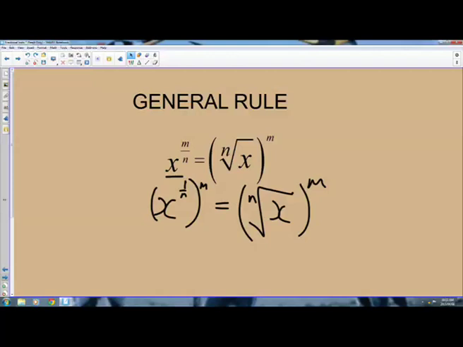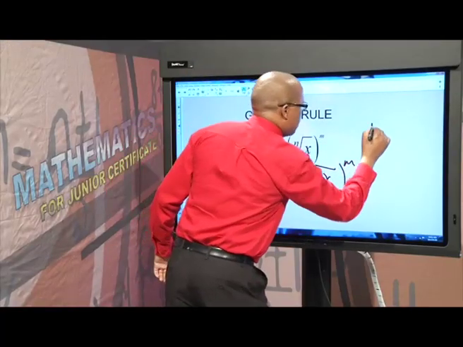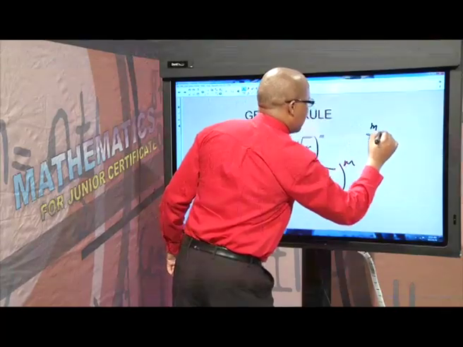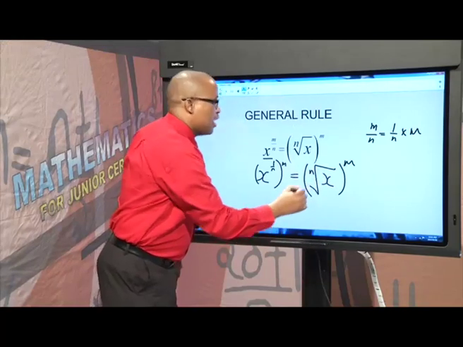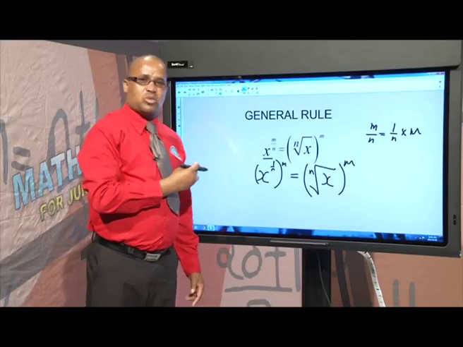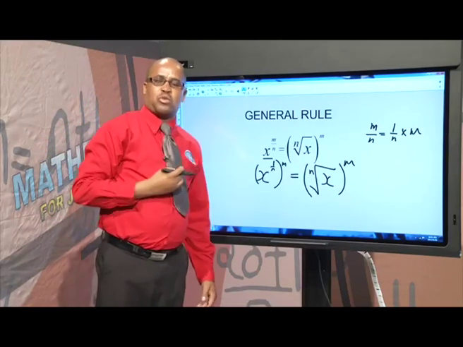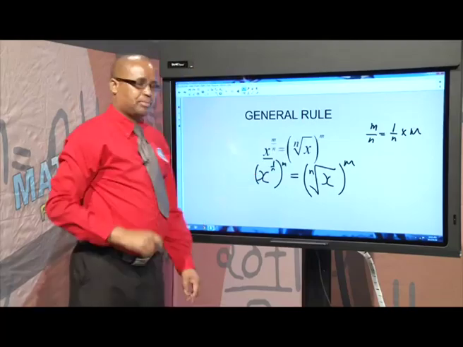This part here is from the power of power law. You can see that what we are having here, m divided by n, is the same as 1 over n times m. So when we split this part, we'll have the nth root of x raised to the power m. And to make this more understandable to you, let us have a look at the examples which will clarify this.